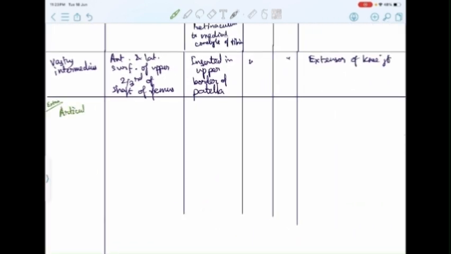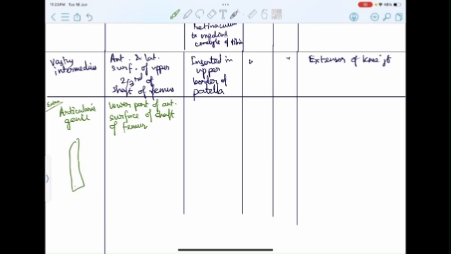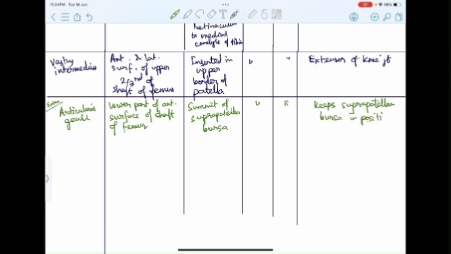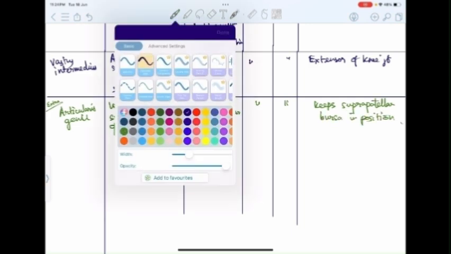Articularis genu: origin is the lower part of anterior surface of shaft of femur. If you remember the huge origin of the vastus intermedius, there was a small articularis like this. I hope you have seen the diagram; it's in any book. Insertion is the summit of suprapatellar bursa. Same femoral nerve, posterior division. It keeps the suprapatellar bursa in position. Done.